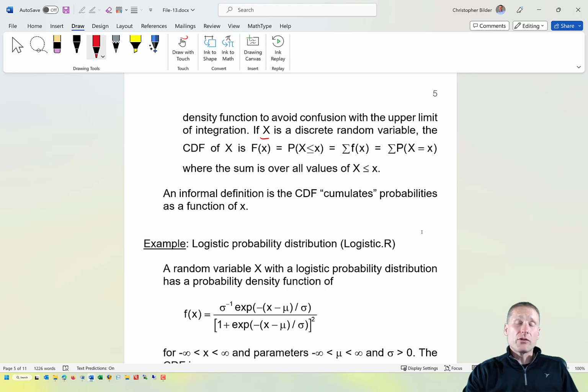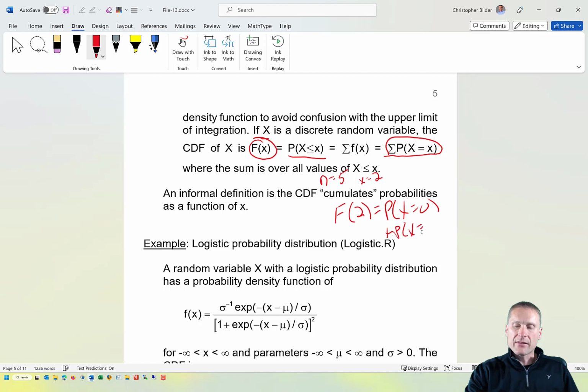Now, if you're not comfortable with the calculus aspect, you can think of X as a discrete random variable. Maybe X has a binomial distribution. All that the CDF, capital F(x), is, is the probability that my random variable X is less than or equal to a particular value of x. How do I find that? Well, I add up all those corresponding probabilities. So for example, if n was equal to 5 for a binomial distribution, and little x was 2, then my CDF evaluated at 2 will be the probability that X is equal to 0, plus the probability X is equal to 1, plus the probability that X is equal to 2.